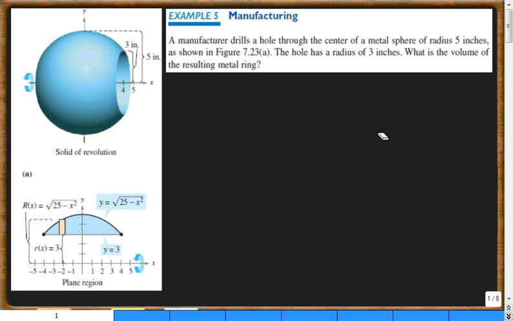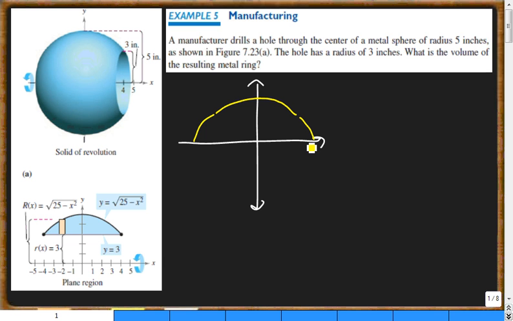So we have our graph here. We have the positive square root of 25 minus x squared. But we're cutting it off with a radius of 3 inches, so we're cutting it off right there. In a sense, we're rotating this little section right here all the way around this axis. So there would be a cylinder in the middle that's missing from the entire ball. So we're doing the washer method.